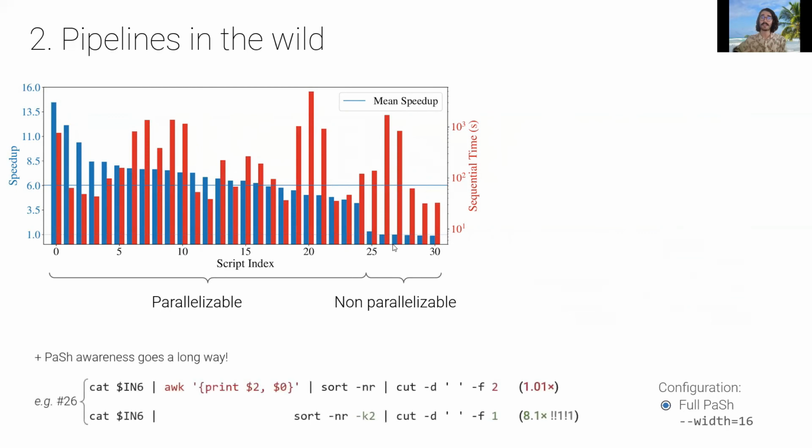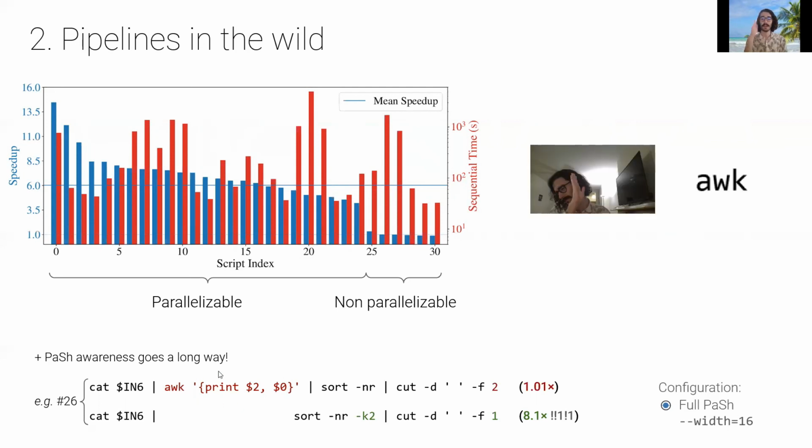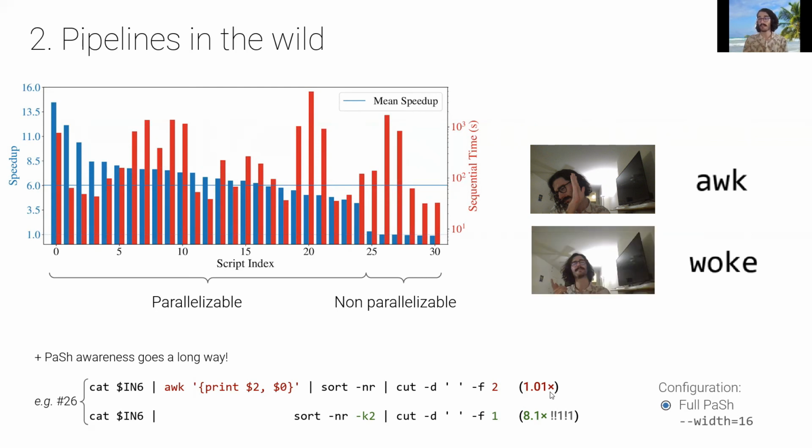An interesting anecdote is that PaSh awareness goes a very long way. So script 26 that we have here was originally developed with an awk that duplicates the second column at the beginning of its line and then sorts the lines. But if you just sort them with the second column as a key and then keep the column that we need, then from executing it sequentially, we can execute it and get 8.1 speedup with PaSh.